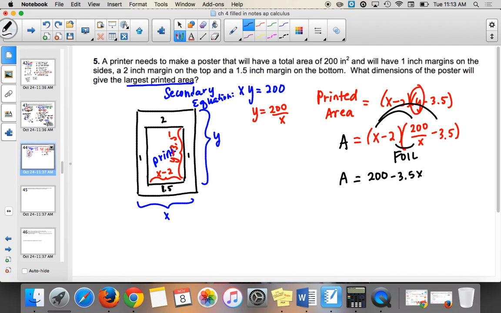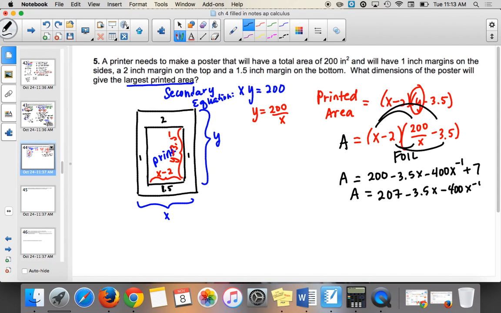My negative 2 times 200 over X is negative 400 over X. So I'm going to write negative 400X to the negative 1. And my negative 2 times negative 3.5 is plus 7. Jake, you with me? Okay. So we get a total of 207 minus 3.5X minus 400X to the negative 1. So that's my area.